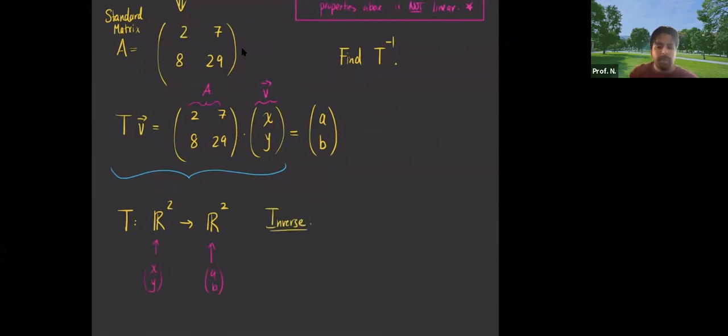Remember, what is a property of inverses? It takes the codomain or the range, and that becomes my new domain. So again, the inverse takes something in R2 and puts it back to R2. But really what I'm trying to say is if given a vector AB, I want you to get back XY. Normally we're given XY, we apply A to it and we get AB. Now given AB, I want to find what I have to do to AB to get back XY. Do you guys see that?